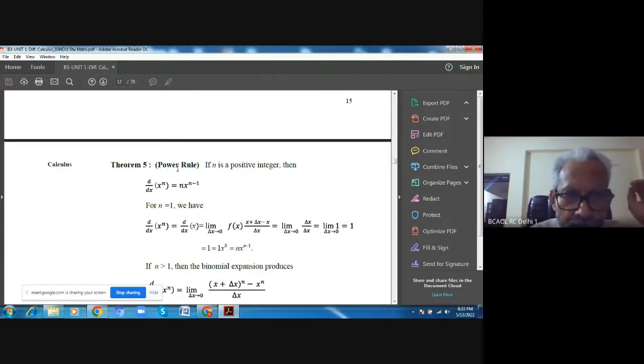Now theorem 5, power rule. That is very, very important. Page number 16. Power rule, definitely you have to go through this. If n is a positive integer, d/dx of x to the power n is equal to n into x to the power n minus 1. That is your power rule in the form of dy/dx. So you have to remember these things. You can highlight it, or note it down in your book somewhere. d/dx of x to the power n is equal to n into x to the power n minus 1.